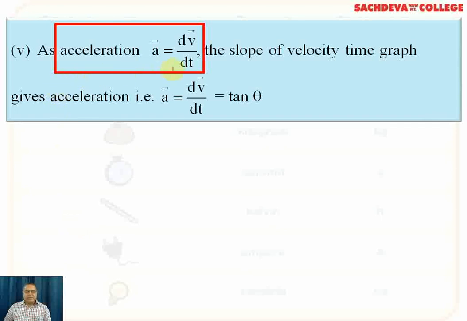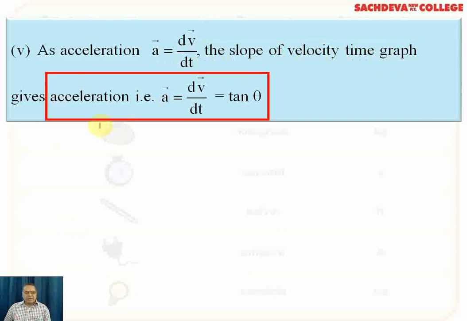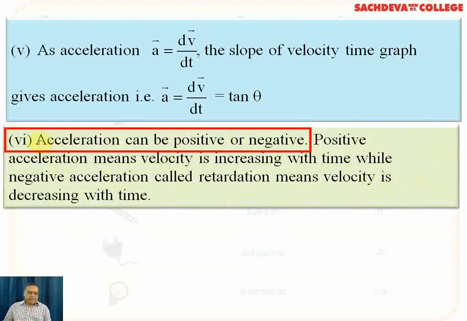As acceleration is dv by dt, the slope of the velocity time graph gives acceleration, that is, acceleration is dv over dt, that is tan theta. So whenever we have to develop a concept of slope, slope means tangent of the angle. On all the quantities, we have just put arrows. That means we are referring to a vector quantity. So acceleration is the rate of change of velocity, and that is equal to tan theta, and that is the slope of the velocity time graph.